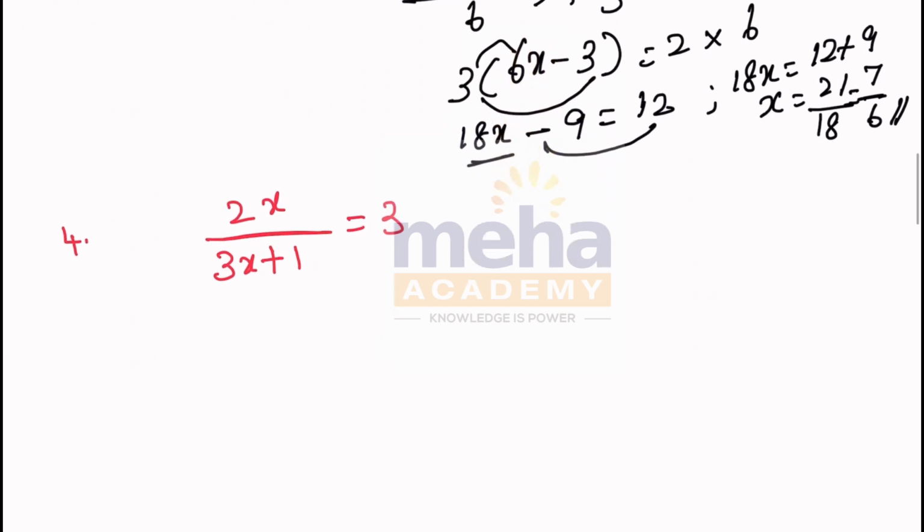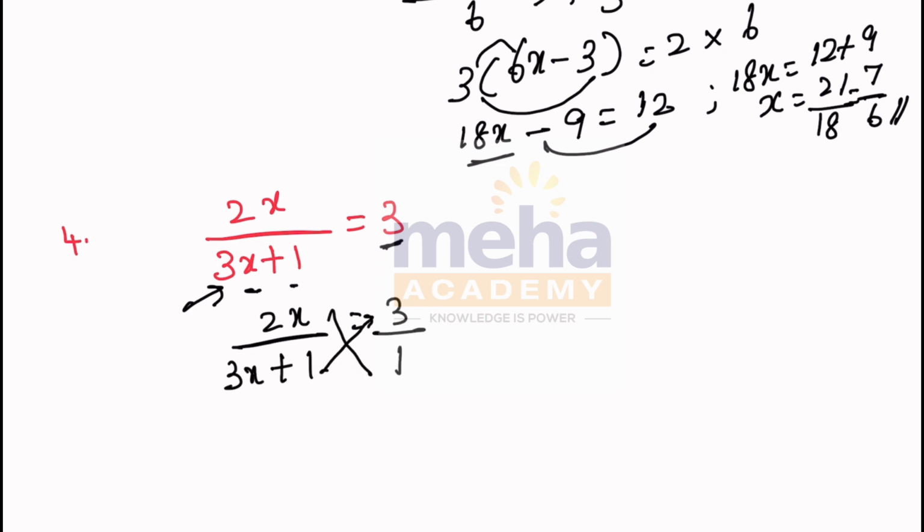Let us solve the fourth question. It says 2x over 3x plus 1 is equal to 3. So when you look at the LHS side, it is in only one fraction. So do not bother if you have 2 or 3 terms in the numerator or denominator. But on the RHS side, we have 3. I said we should have 2 fractions separated by an equal to sign. So how to make this 3 as a fraction? So we write 1 in the denominator and make it as a fraction.